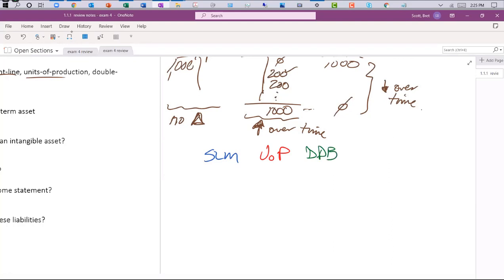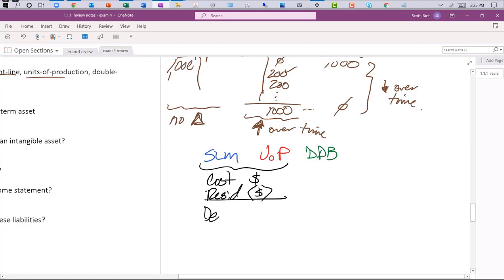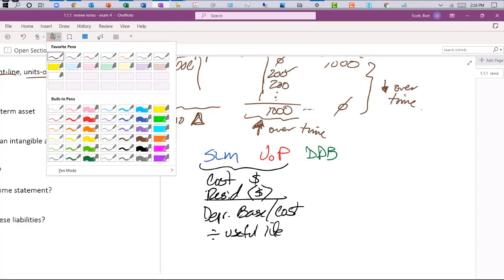When we're doing the straight line method and units of production, the formula is basically the same. We start with cost, whatever that is. We subtract off residual value, whatever we think it's going to be worth when we sell it, and that's what gets us the depreciable base, otherwise known as depreciable cost. That's just the total amount we're going to expense over the life of the asset. From there, if we're using straight line depreciation, what do we divide it by? Well, in the case of straight line depreciation, we divide it by the useful life in years.